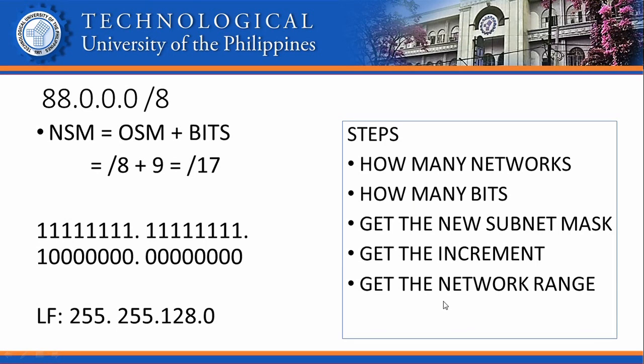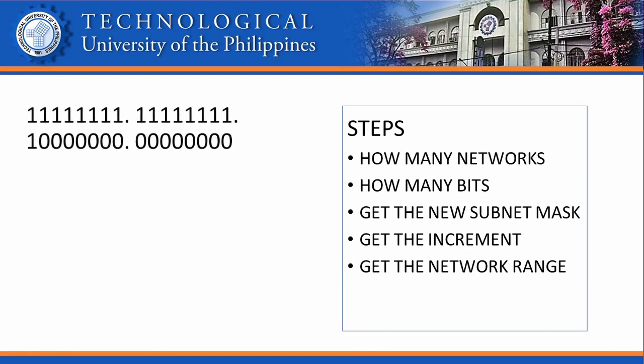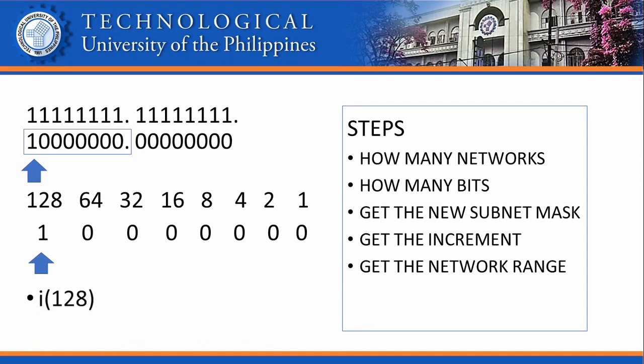For our fourth step naman, get the increment. Okay. O, balik tayo sa naka-decimal notation na long format natin. Saan dyan yung may pinakahuling 1 ka? In which octet you have the last value? Yon, yung third octet natin. Nasaan yung 1 mo? Yung pinakadulong 1? Yon, which is sa decimal notation, 128. So, ang increment natin is 128.